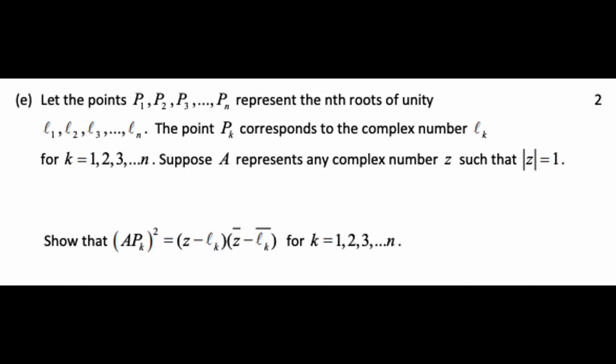So it's basically telling us that this complex number Z sits on the same unit circle as the nth roots of unity. The question then asks us to show that APk squared is equal to Z minus Lk times Z bar minus Lk bar for all the values of k. So, yeah, it's an interesting question. I'll give it a crack.